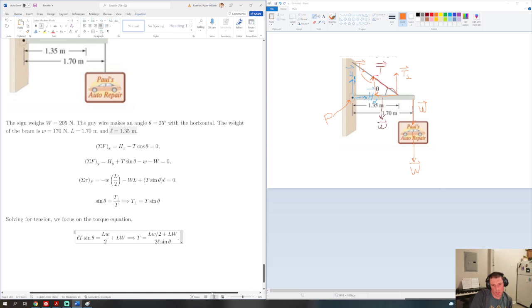Let me just check the algebra here. I think it looks good. If you see a mistake, let me know, but I think this is it. This is our tension, right? You plug the numbers into your calculator, you get a number, blah, blah, blah. Who cares, right? But that's it.